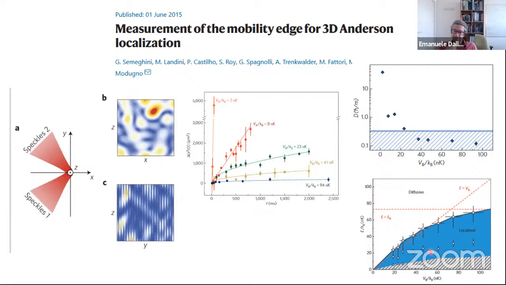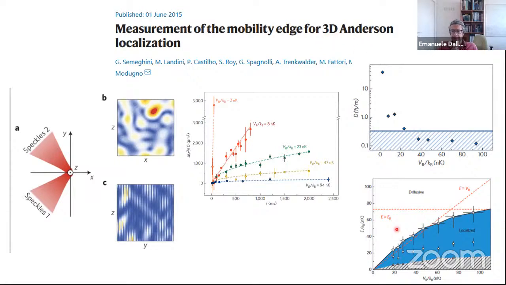And yeah, you need to repeat this experiment for different energies, and what you will see is that there is a transition from localized to diffusive. So this is this G naught that we are speaking about, and again, this is related to the fact that they are in 3 dimensions.